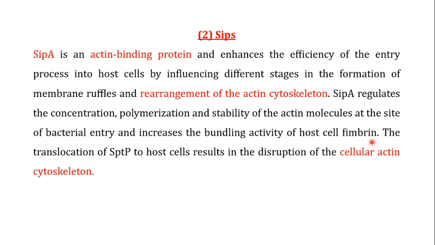And by this particular activity, the actin cytoskeleton of the human cells is compromised, and when that is compromised, that actually allows the entry of the bacteria into the host cells. Now, the translocation of SptP to the host cell results in the disruption of the cellular actin cytoskeleton, and this SptP is another important member of this Sip family, which actually results in the disruption of the already established cellular actin cytoskeleton.